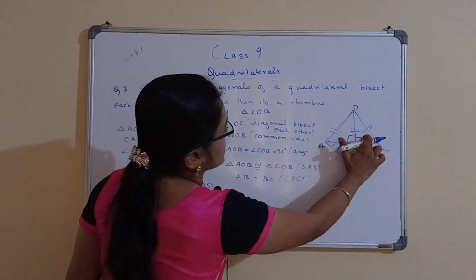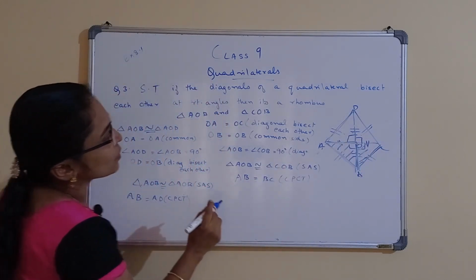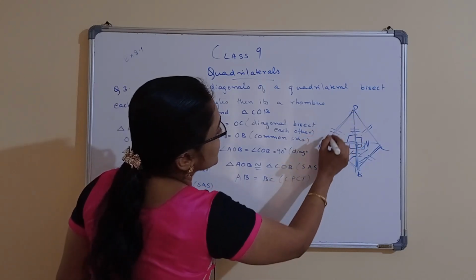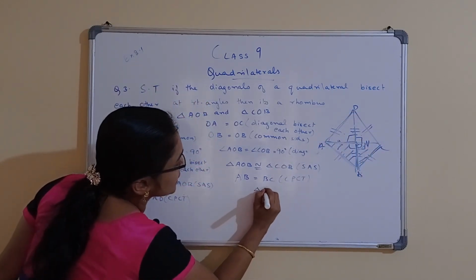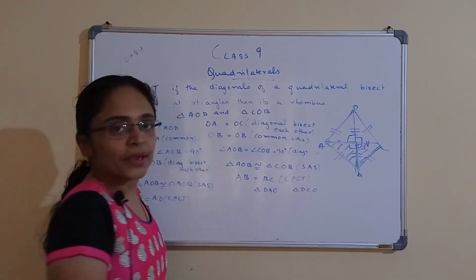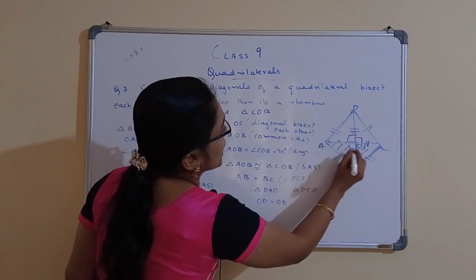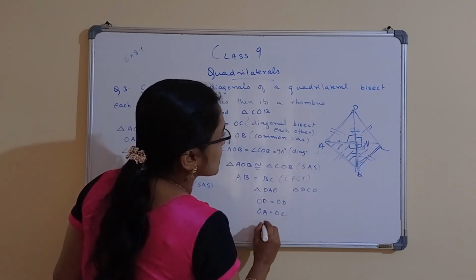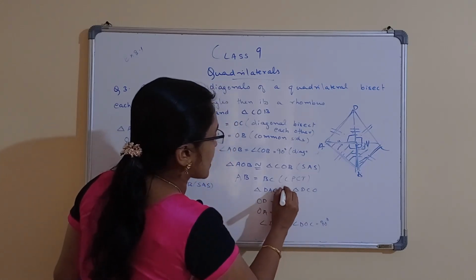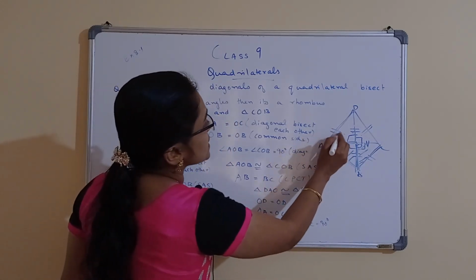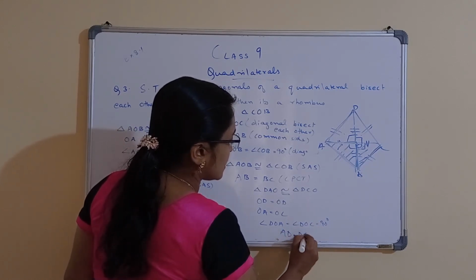Now take triangle DAO and triangle DCO. Here also OD is equal to OD, and OA is equal to OC, and angle DOA is equal to angle DOC, which is equal to 90 degrees. So triangle DAO is congruent to triangle DCO, which means AD is equal to DC, because they are the corresponding sides.